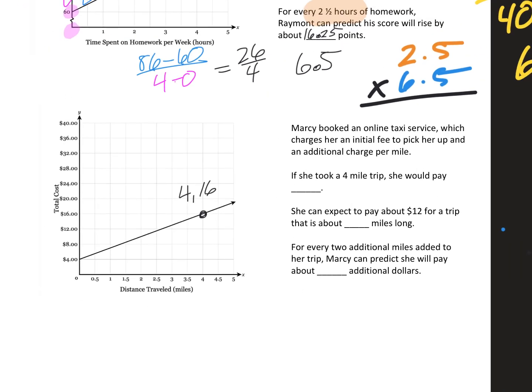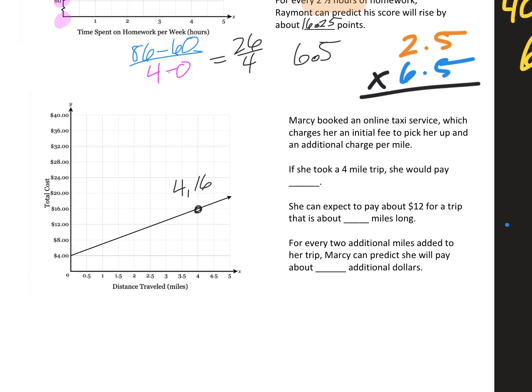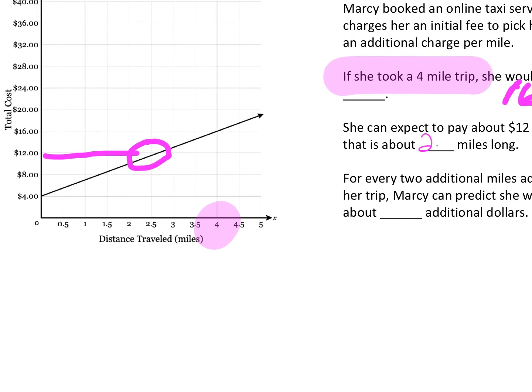Okay, so this one, you pretty much don't need to do a lot of work. You can just look at the graph, including the fact that you can see this coordinate pretty easily. So a 4-mile trip, how much would it cost her? It would cost her $16. You can tell that just by looking at the graph. You could expect her to pay $12 for a trip that is about 2.5 miles. Again, you can tell that one just by looking at the graph.